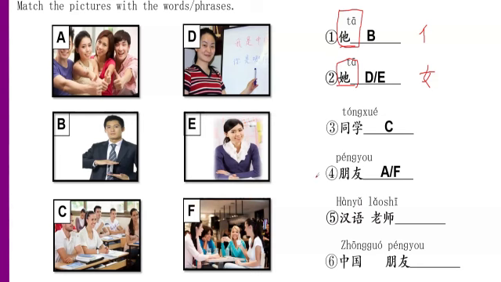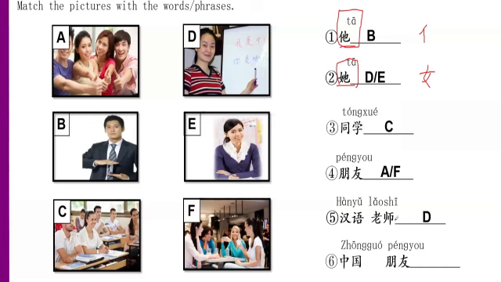Yes. Okay, number 5. How to read this phrase? 汉语老师. Yes. So what's the meaning of 汉语老师? Chinese teacher. So which picture? D. No, E. Yes. Chinese teacher. Yes, right.